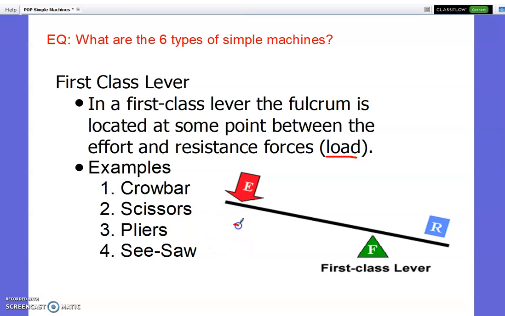Pair of scissors. In a pair of scissors, you apply the force at the handle. The fulcrum's in the middle, and the part that's doing the cutting is over on the side. Same idea with the pliers. What I usually think with a first class lever is a seesaw. I apply a force on one end, the pivot is in the middle, the fulcrum's in the middle, and the object I'm lifting, my friend, is on the other end.